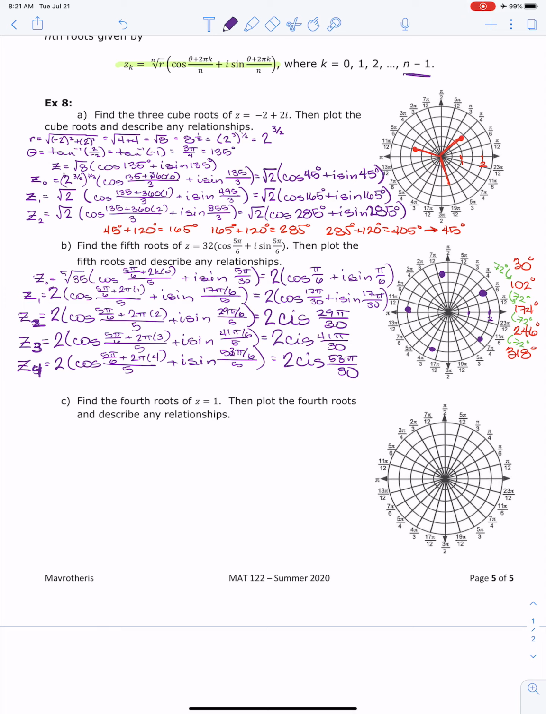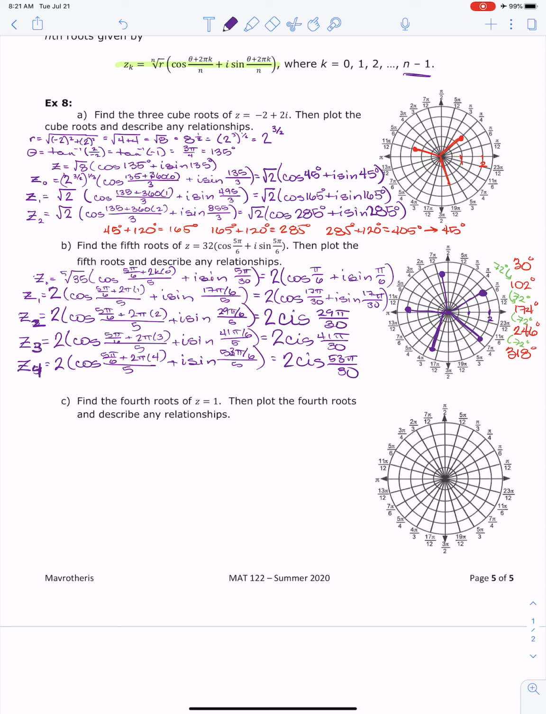There are my fifth roots, evenly spaced around my pole. There are the 5th roots of z equals 32 times the cosine of 5 pi over 6 plus i sine 5 pi over 6.